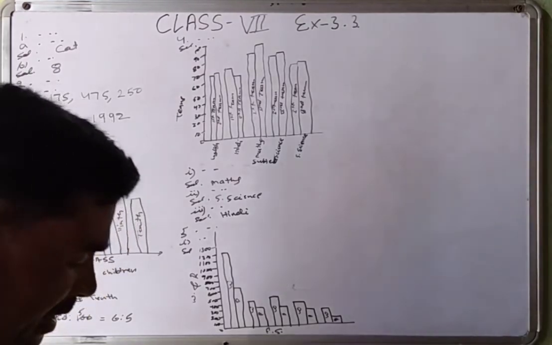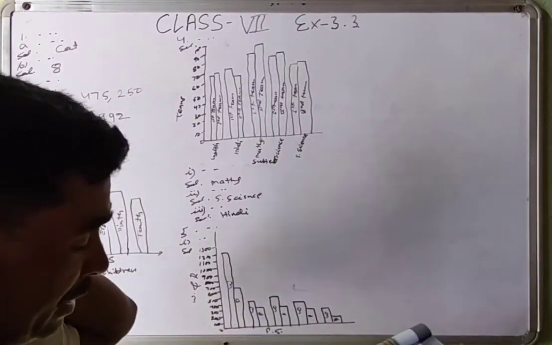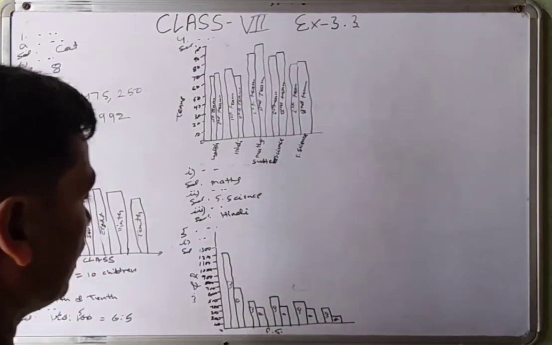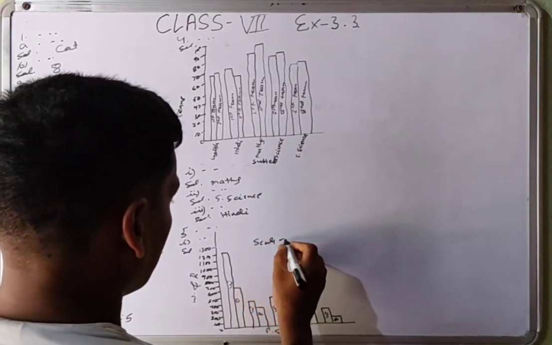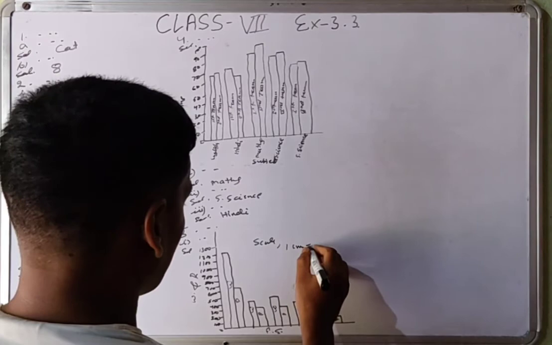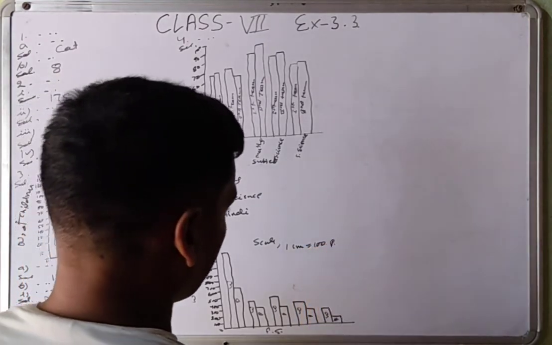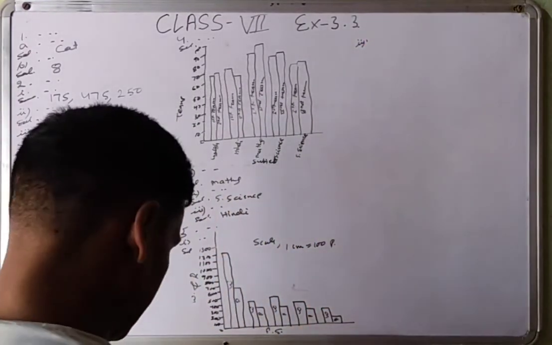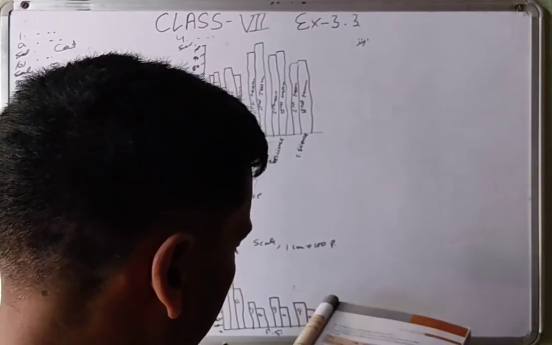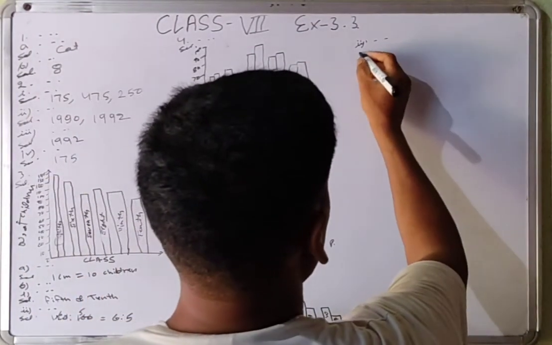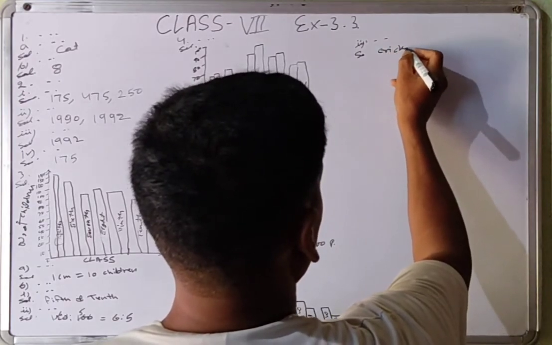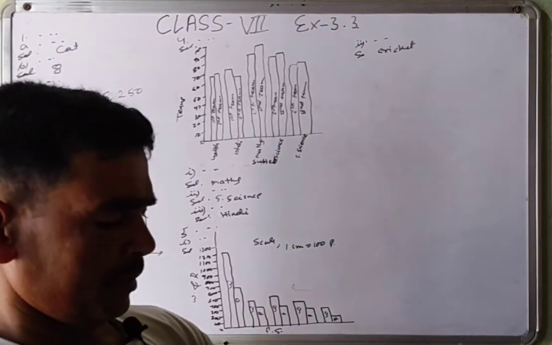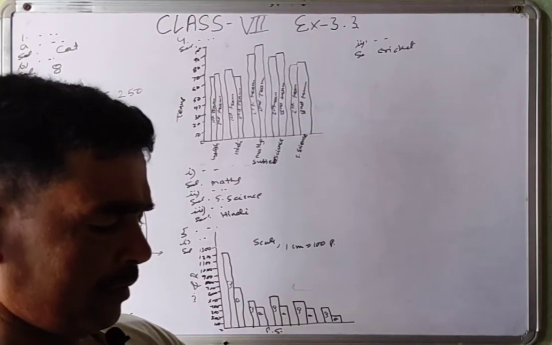Now the second part of this fifth question. The scale is also left here. Scale is 1 centimeter equals 100 persons. Second part of this question: which sport is most popular? Obviously cricket. And which is more preferred, watching or participating? Watching.